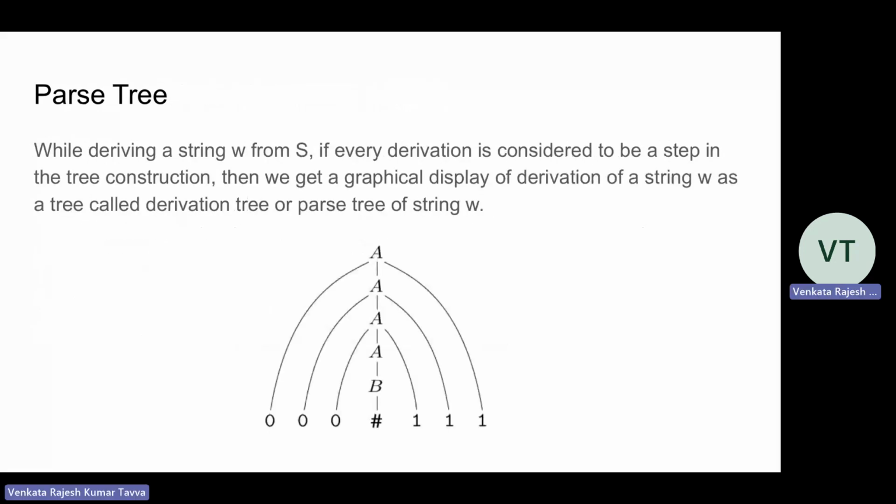This is the example. This is a parse tree, or one can think of it as a generation tree of the particular string which we discussed. So you start with the start variable. This can be replaced with 0, A, 1. Now again, this A can be replaced with 0, A, 1. Now again, this A will be replaced with 0, A, 1. This A will be replaced with B. This B will be replaced with hash. So this is how you get a parse tree or a generation tree for a string.